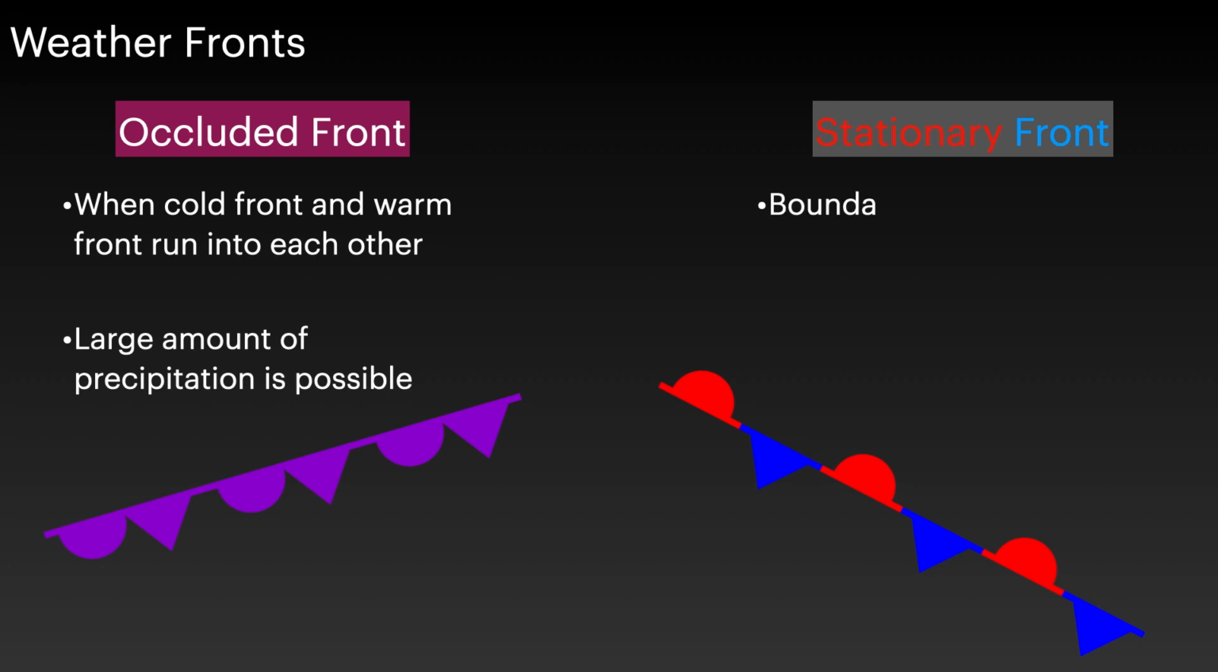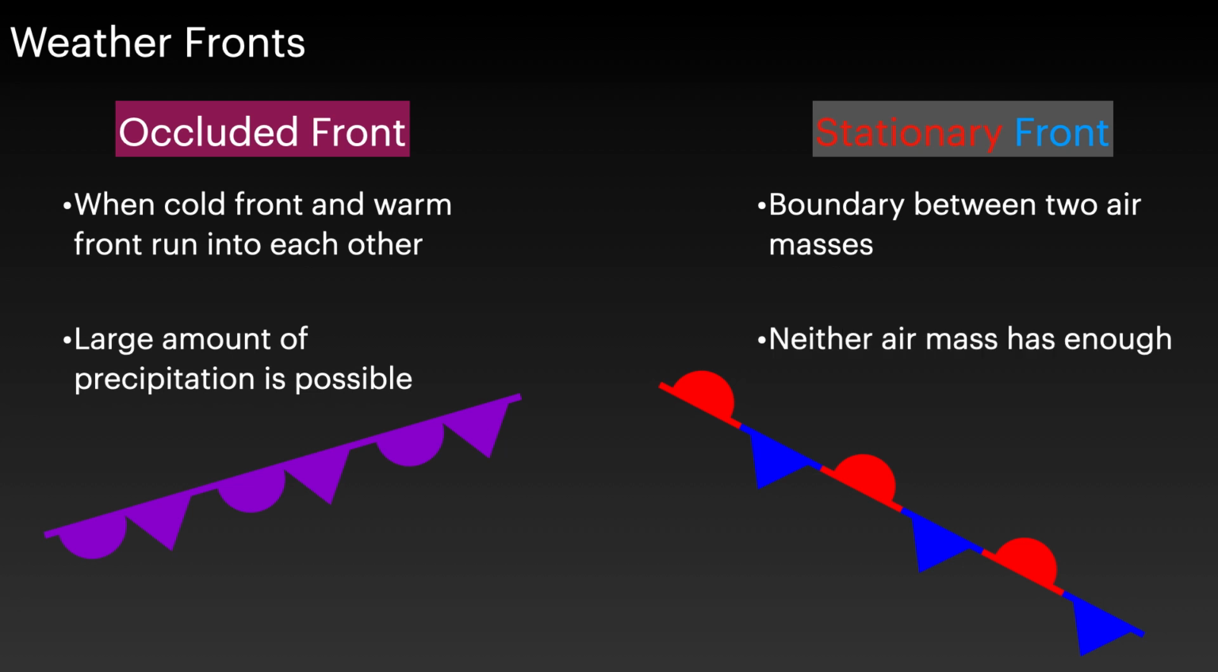With a stationary front, that is marking the boundary between two air masses. In this case, there is nothing that is circulating these air masses, and neither one has enough force to move the other out of the way. With a stationary front, you can still have precipitation, and if you do, it will persist since that front is not moving.